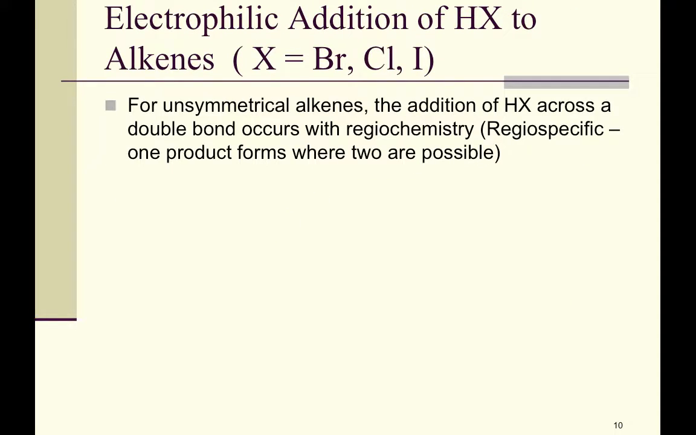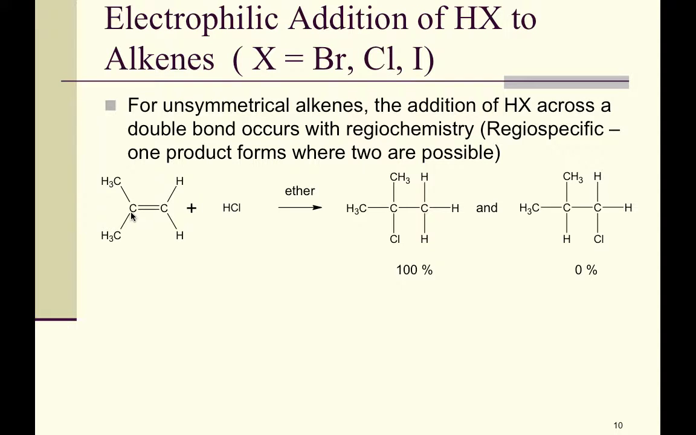For unsymmetrical alkenes, the addition of HX across the double bond occurs with regiochemistry. If something is regiospecific, that means that one product forms where two are possible. Looking at our starting material, the carbon on the left-hand side of our carbon-carbon double bond is disubstituted. It has two R groups on it, while this is a terminal alkene and there are only hydrogens on this side. What we're going to see is that hydrogen adds to this carbon here, while our chlorine adds to this carbon here.